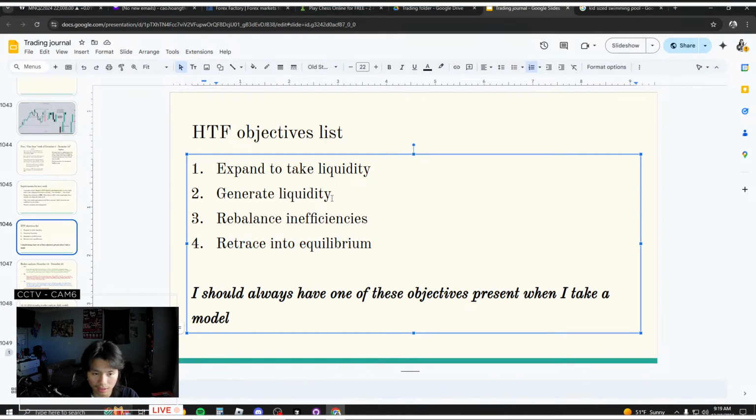The second one, however, you're not necessarily taking a trade to generate liquidity. That just means that you are becoming the liquidity. So I have a model for expanding, I have a model for rebalancing, and I have a model for retracing. I don't have a model for generating liquidity. That's basically you becoming the liquidity.